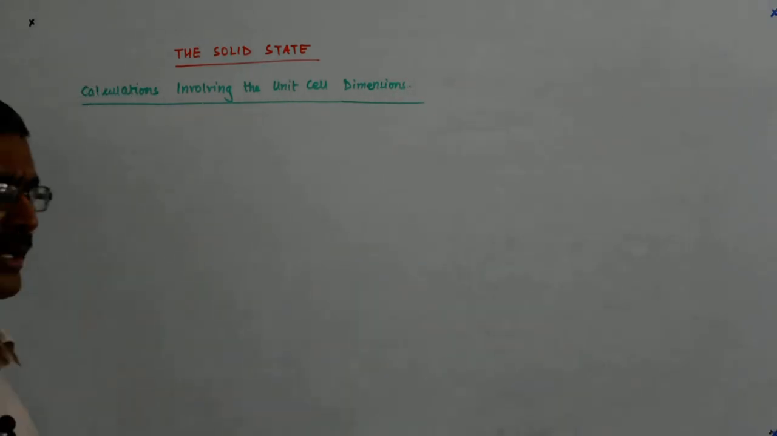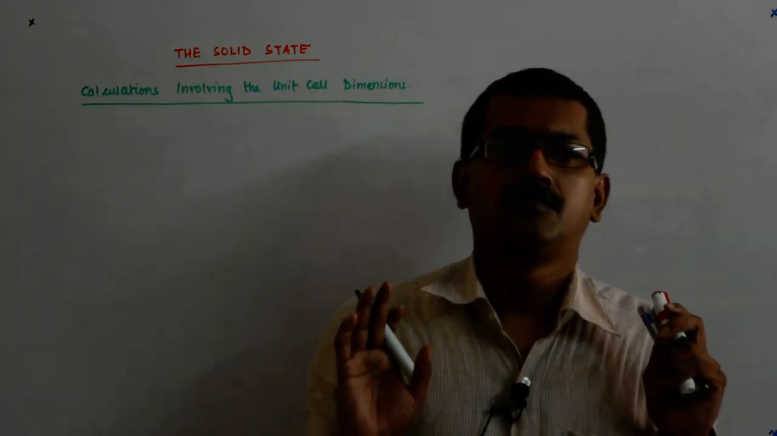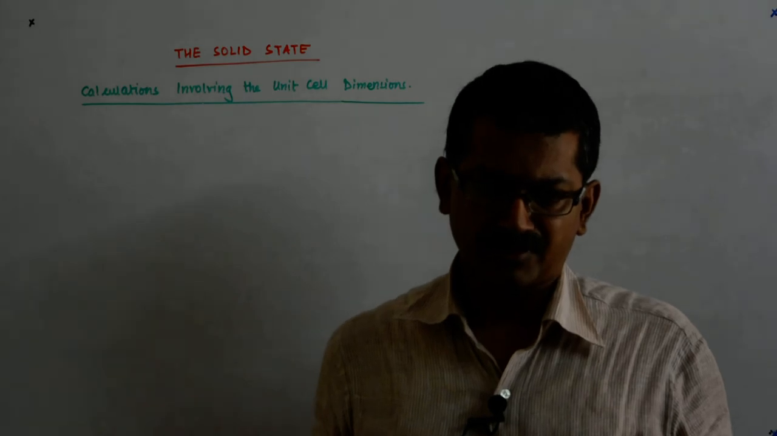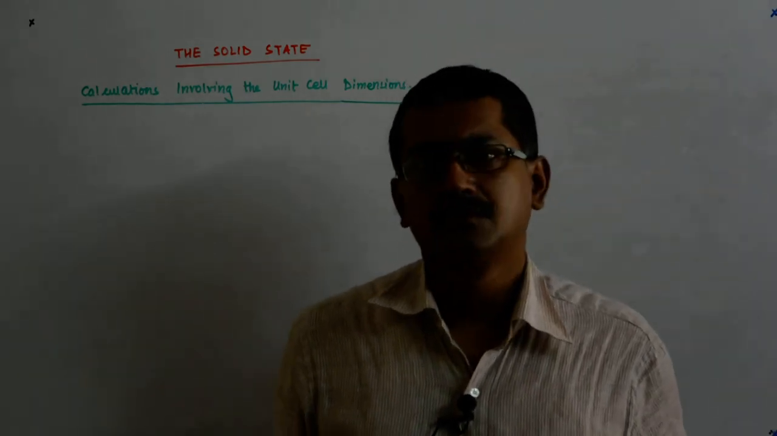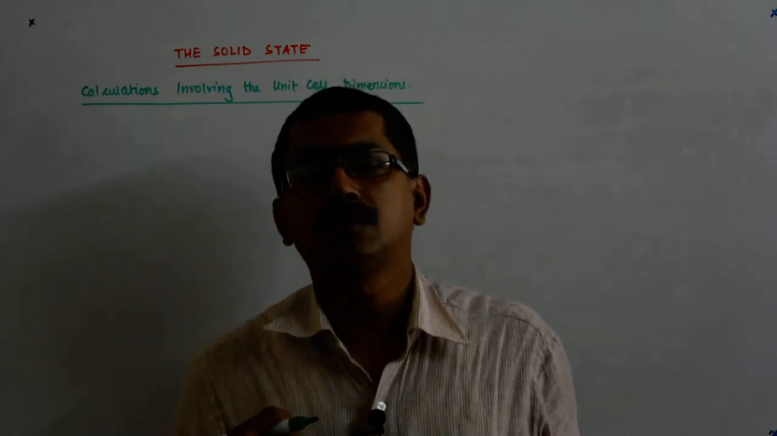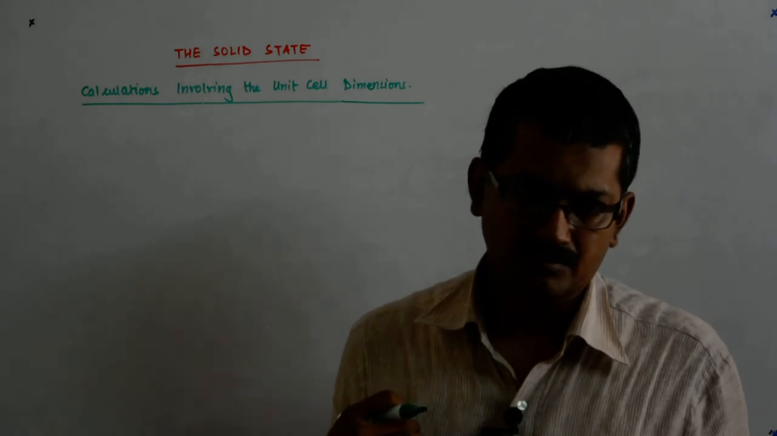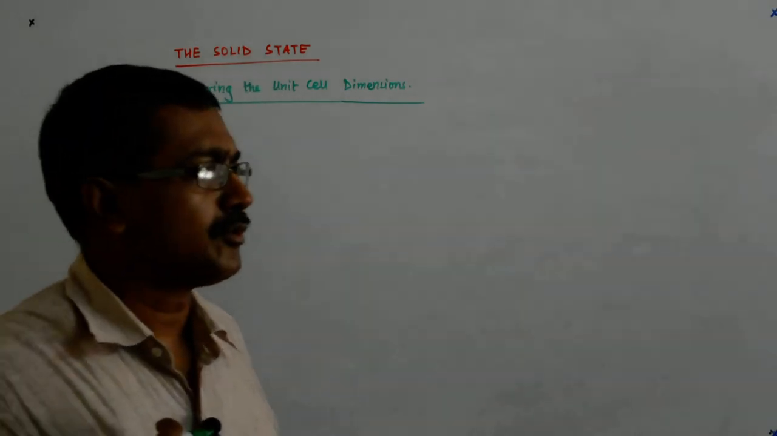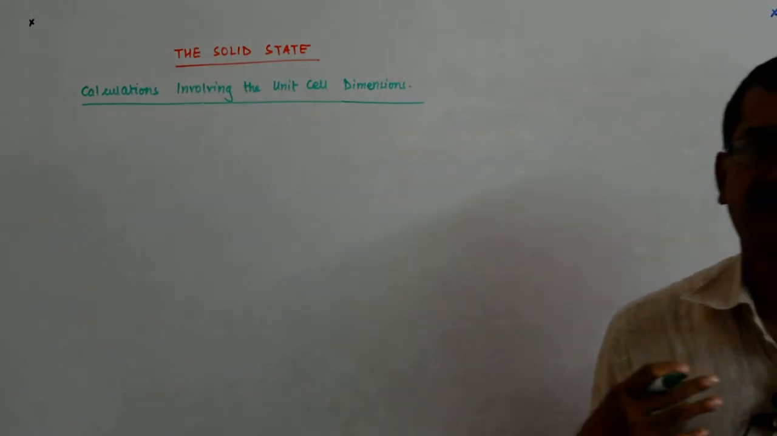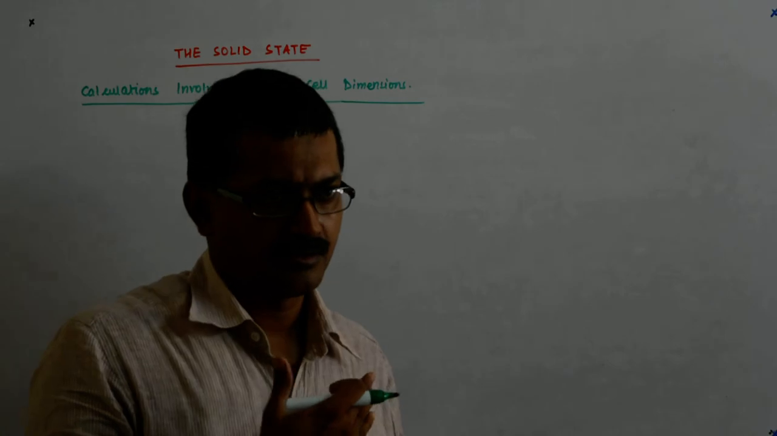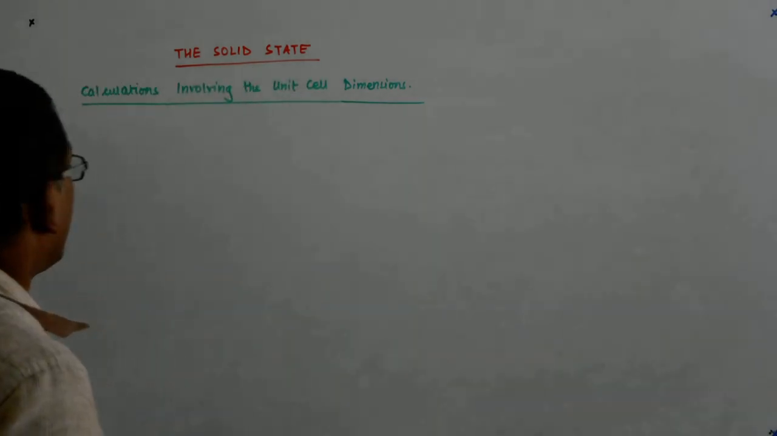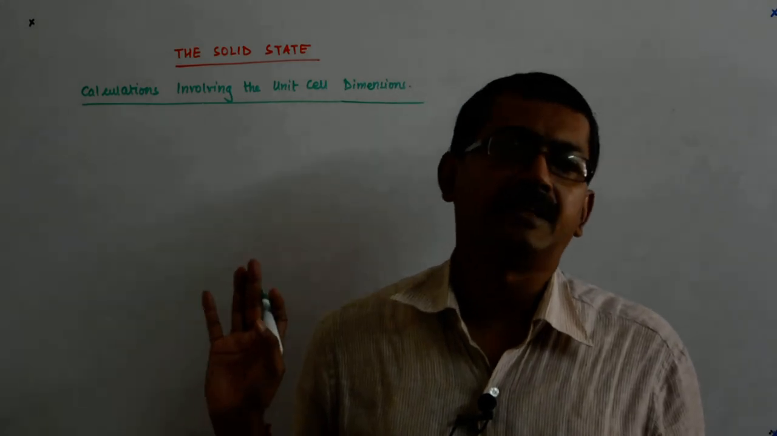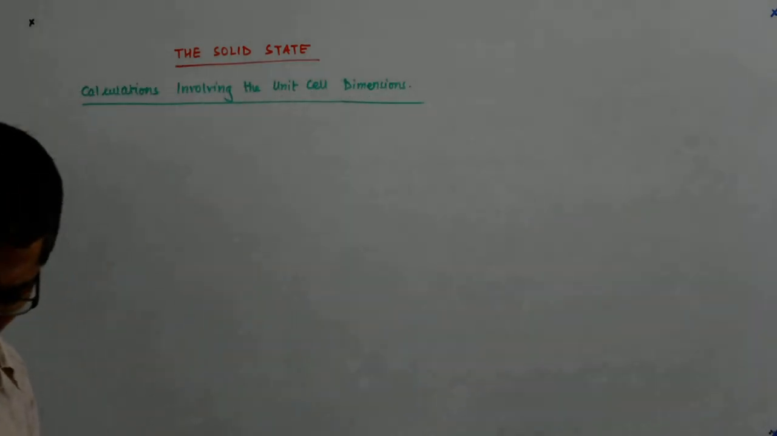Okay? Now what happens? We know the volume of the unit cell. We also know the number of atoms that a unit cell contains for a given configuration. From that, I'll be able to find out the density of an object, right? I should be able to get the density of something. Okay, so we may form an equation where we are able to express our density in terms of the cell dimensions, right? We should be able to do that.